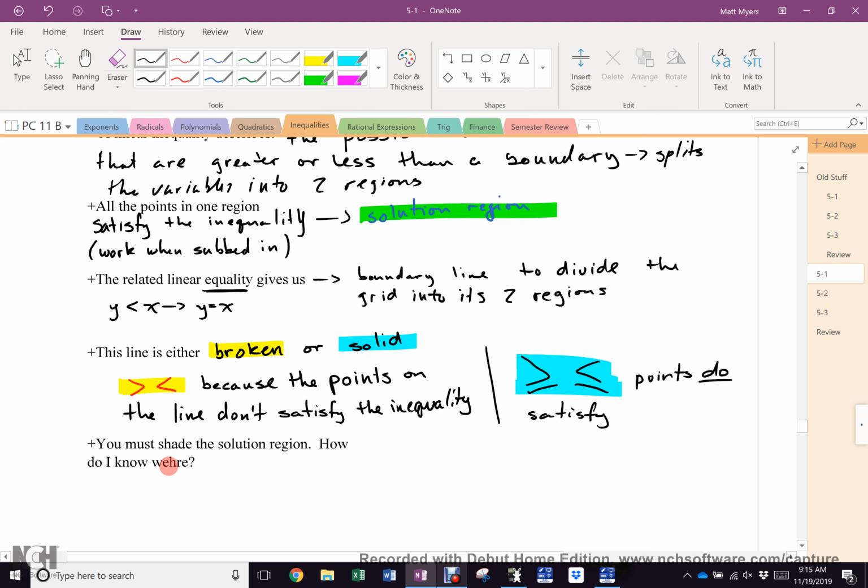You must shade the solution region. How do I know where?